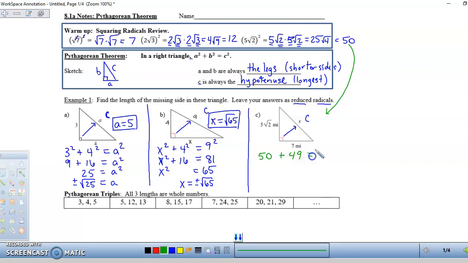So now I'm skipping one of the steps. Equals x squared. Okay, add those together and you get 99 is equal to x squared. Okay, square root both sides. Officially it's plus or minus. And then 99 has a perfect square in it.